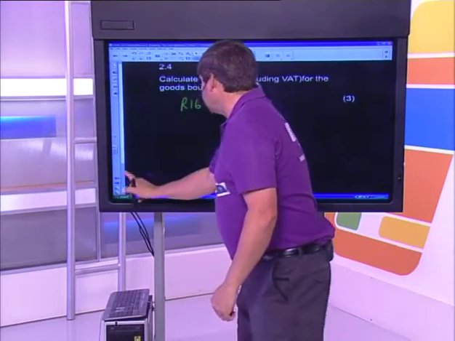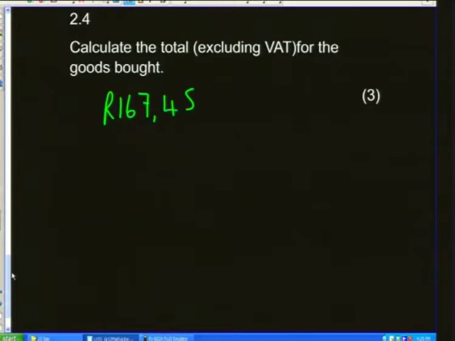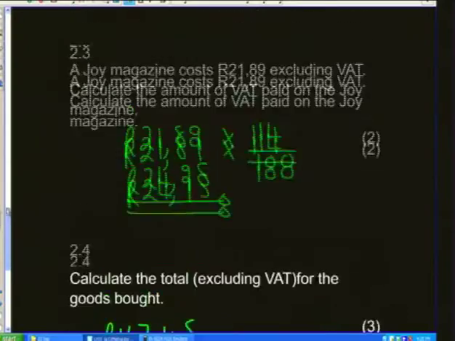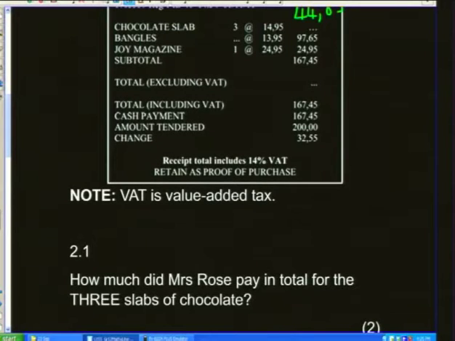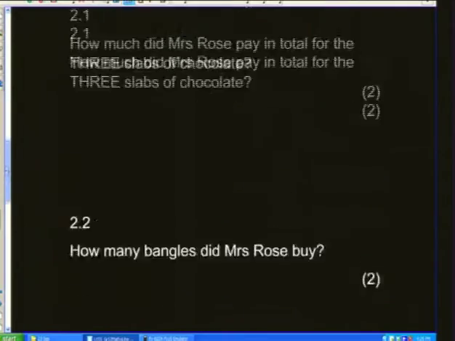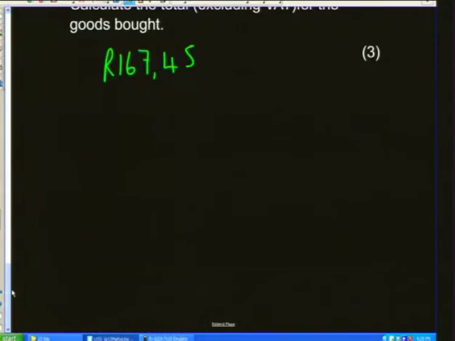Okay? Now, why have I shown you this? Because of our very next question. Let's have a look here. Calculate the total, excluding VAT, for the goods bought. Now, if you remember when we looked at our receipt, let's go back up here and look at it. It said here the total, including VAT, was 167 Rand 45. We've got to say, well, what's the value excluding the VAT? In other words, what's the value of these goods before we include the VAT?